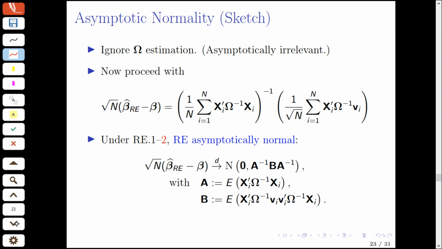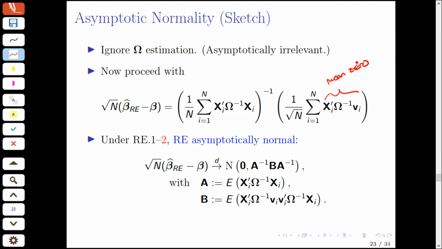Now, if we know omega, then we can calculate our random effects estimator using omega. And if we substitute in our model or the linear system and rearrange, we can show that the scaled difference between the random effects estimator and the parameters that we're trying to estimate can be expressed as the product of two terms. One is the inverse of an average, and the other is a scaled average of random variables which are mean zero. Again, these are mean zero under our first random effects assumption.